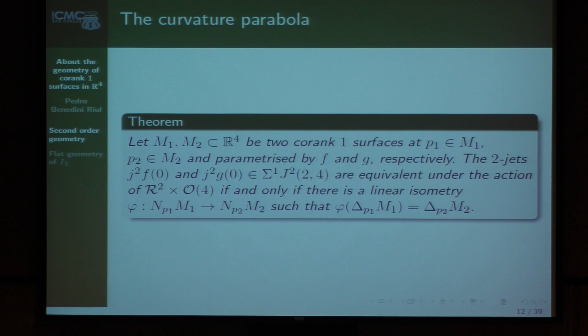Well, this theorem is very interesting, and it attests that the curvature parabola contains all the second-order information of a surface, in the sense that 2 surfaces have their 2 jets equivalent under the action of R2 times O4 if and only if there is a linear isometry that maps one curvature parabola to another.